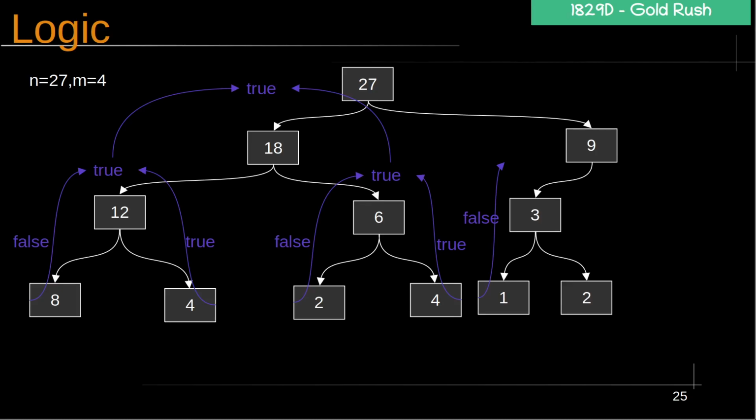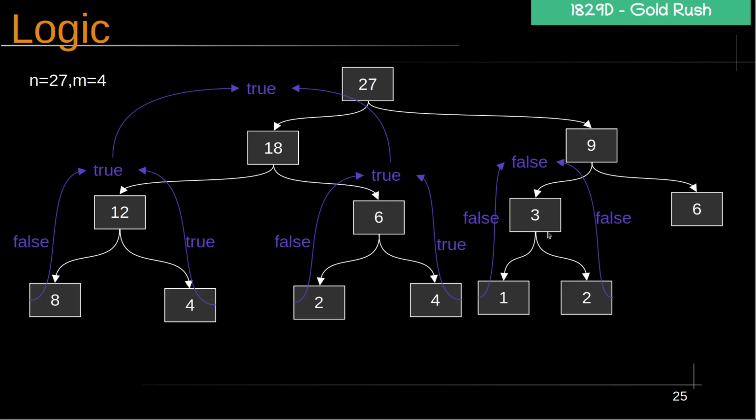We come back to 3. 2 is less than 3, we return false. So we return false here. We come back to 9. The other side of 9 is 6 because we have 3 here. 6 is divisible by 3.